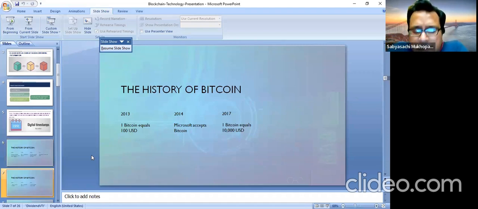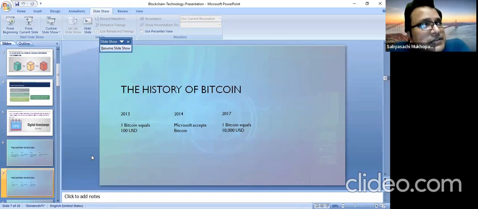Then in 2014, Microsoft accepts Bitcoin, which is the first green signal that the communities, including the tech communities, are gradually putting seriousness over the Bitcoin. And in 2017, we have found that one Bitcoin becomes equal to 10,000 USD. So this is a very, very positive sign.